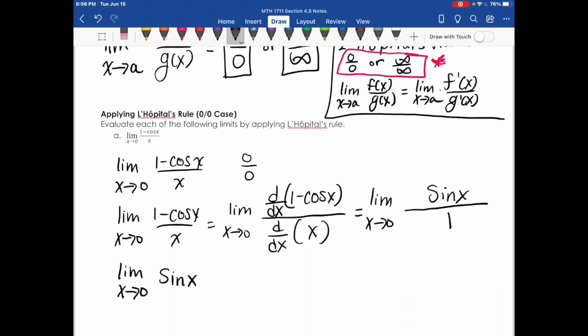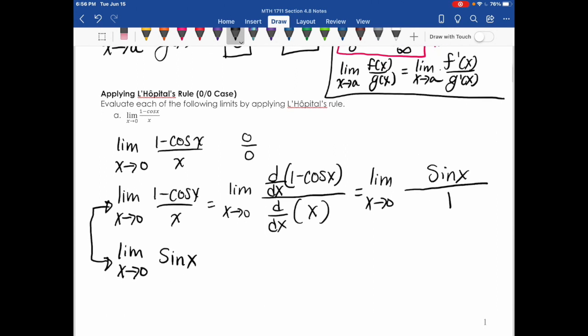So now I can try to take the limit as x approaches 0 of sine x instead, and it's going to be equivalent to taking the limit as x goes to 0 of 1 minus cosine x over x. Now, when I try direct substitution and I plug in 0 for sine x, I'm going to get 0.